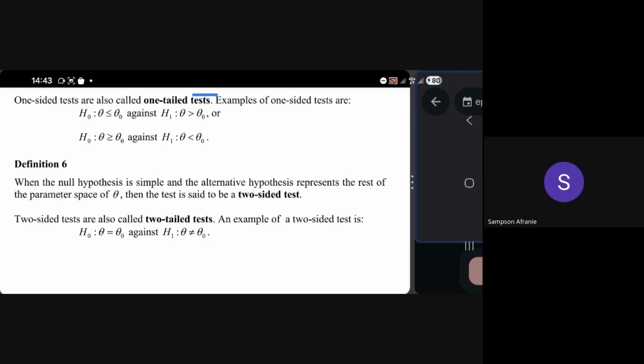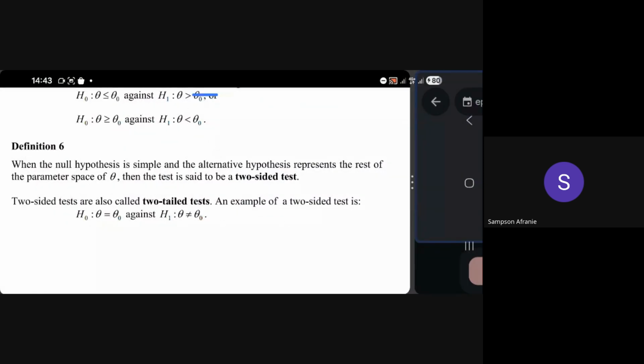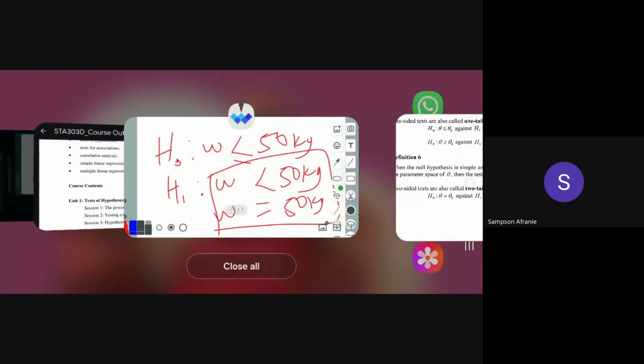Mostly, you will see the not equal to sign. Please take note. The not equal to sign will help you know that what I've been given is two-sided. So on your own, can you give me an example of a test of a one-sided and two-sided?